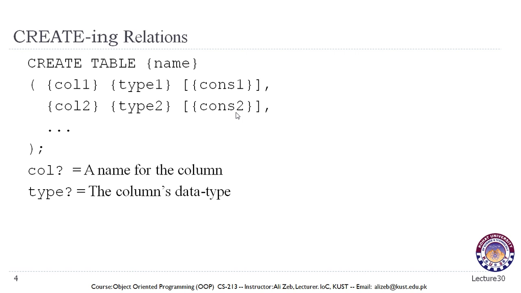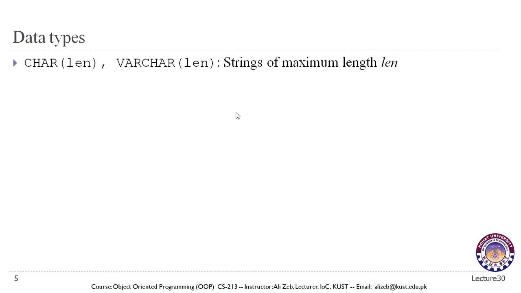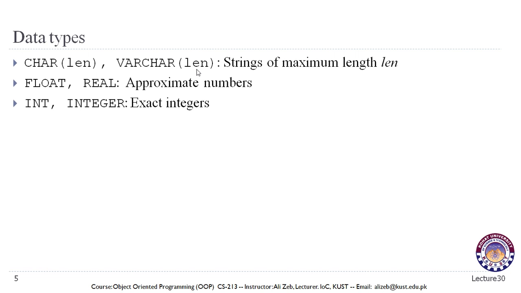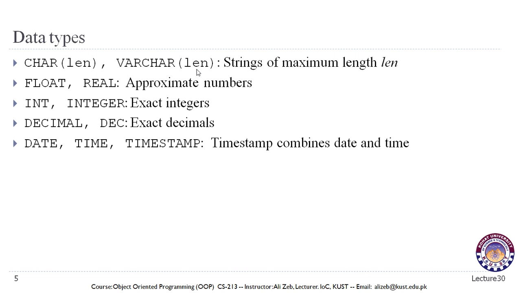Column is the name of the column, the type is the column's data type, and constraint is an optional constraint on the column. Data types can be, as we saw, character or char, with a length. Varchar with a length is a string of maximum length len, so we provide the length in parentheses. We can have float or real for approximate numbers, int or integer for exact integers, and decimal or DC for exact decimals. We can have date, time, or timestamp, where timestamp combines date and time.